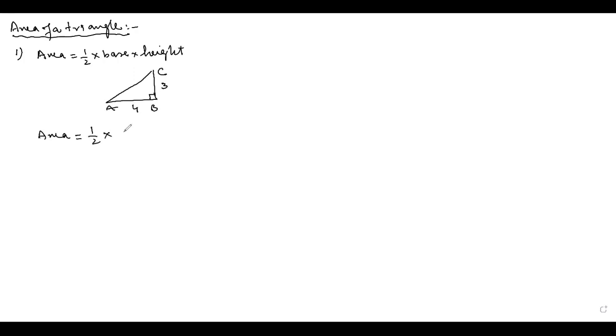Here we will let AB as the base and BC as the height. We will put the values of AB and BC. The answer is 6 units square. There is another example.